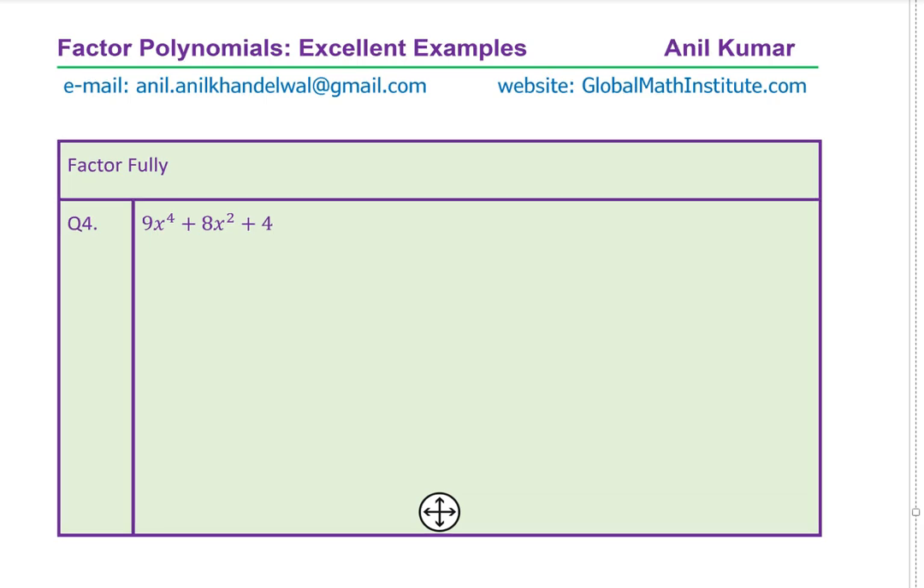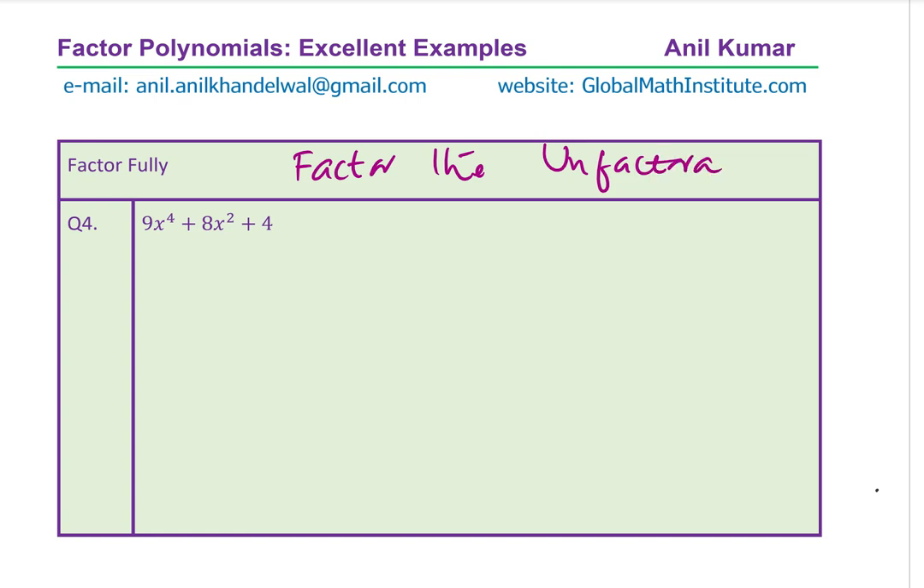Here is the next question. I actually put this under the category of factor the unfactorable. So here we write: factor the unfactorable. Why is it not factorable? Because if you do the sum and product combination, you can't get the right one. 9 times 4 is 36, and we cannot get two numbers whose sum is 8 and product is 36, and that is why we cannot do it.